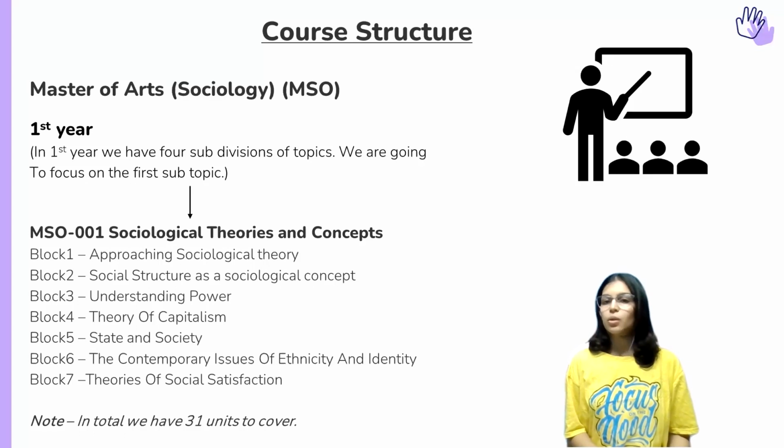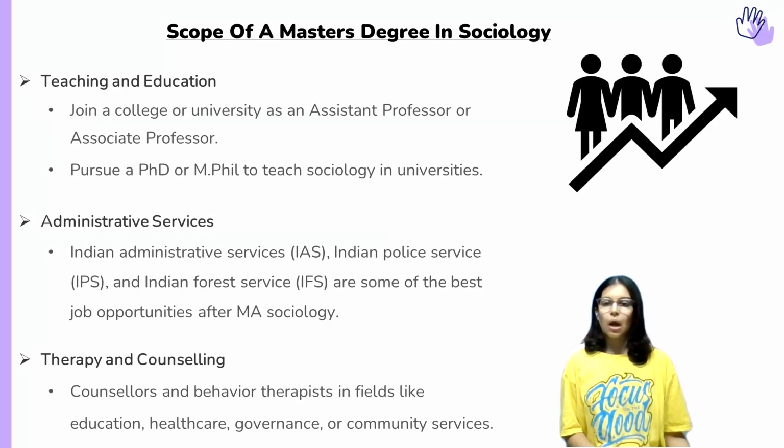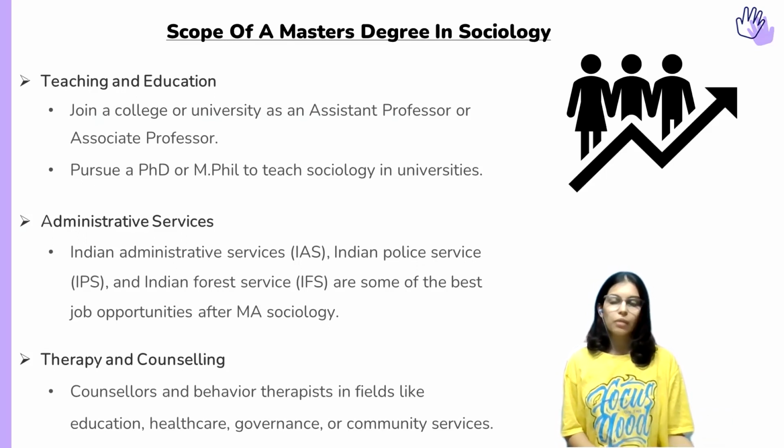So we have 31 units in total. Let's move forward. Next slide, we have scope of master's degree in sociology. Now, इस course का scope क्या है? That also is very important.